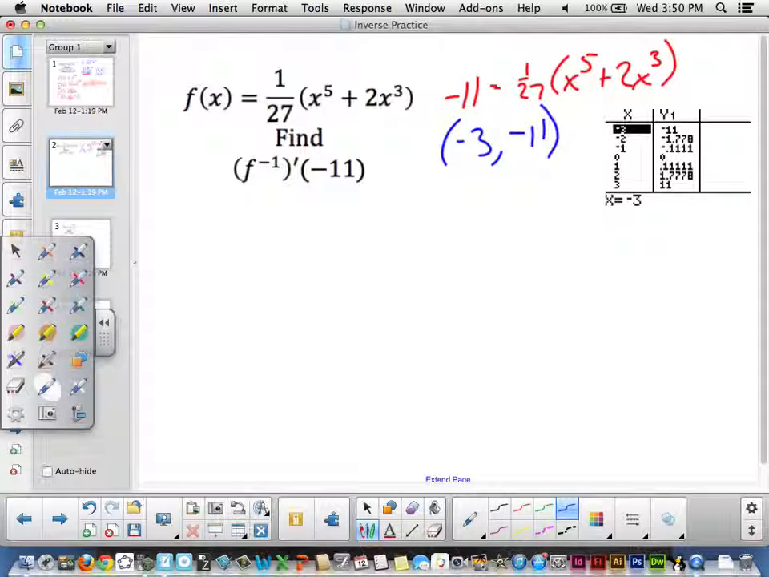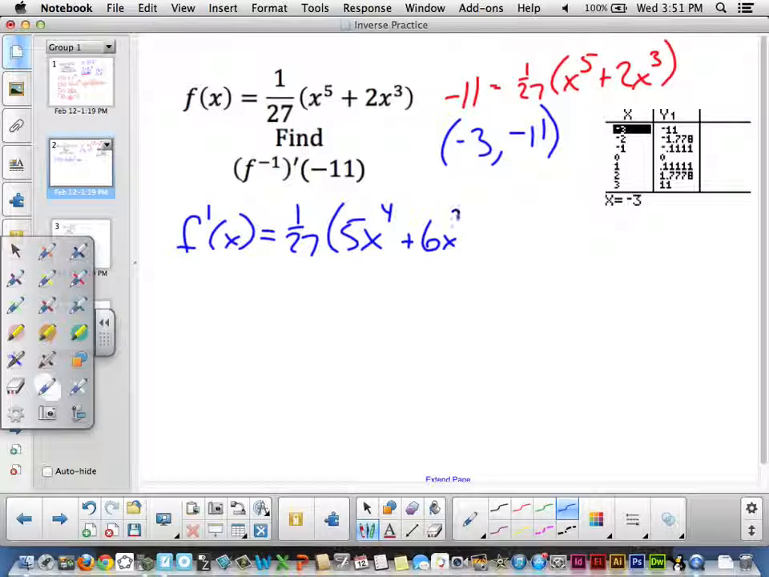Right, so we're going to find the derivative of our function. So it'll be 1/27 times (5x to the 4th plus 6x squared). First derivative of the second, second derivative of the first, because it's a product. The first function is a constant, so the derivative of a constant is 0.